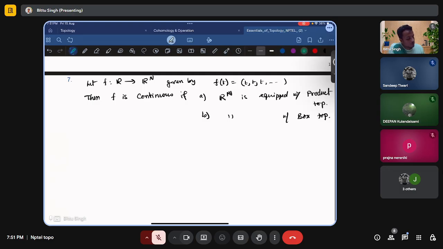So f is a map from R to R^n, and it is given component-wise. For every t, f of t maps identically to each component. This is the map. Now we need to see whether this map is continuous in the product topology or not. So what is your guess? Will it be continuous in product topology?